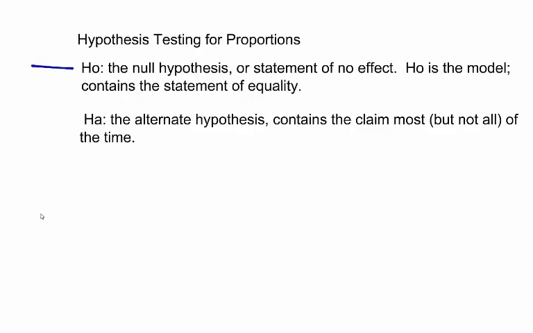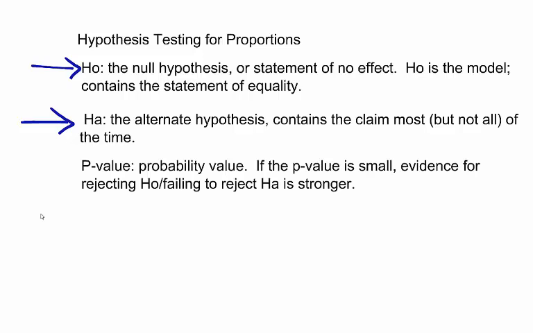First, H0, the null hypothesis or statement of no effect. H0 is the model, and it contains the statement of equality. HA, our alternate hypothesis, contains the claim most, but not all of the time. P-value, this is our probability value. If the p-value is small, evidence for rejecting H0 and failing to reject HA is stronger.